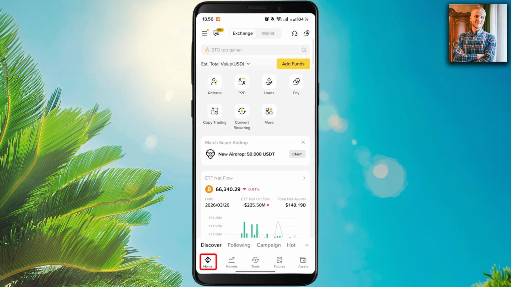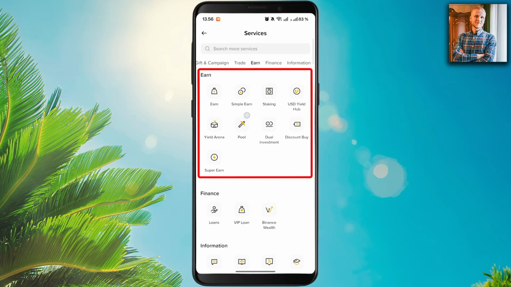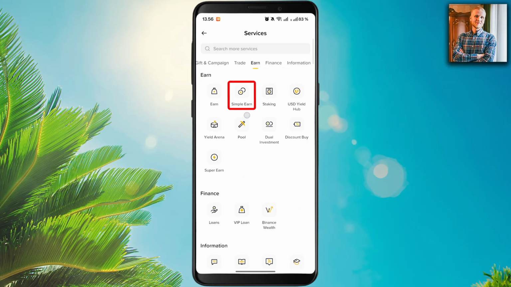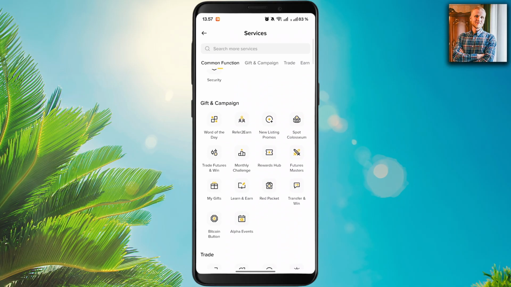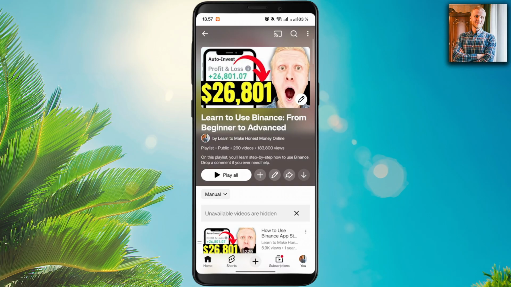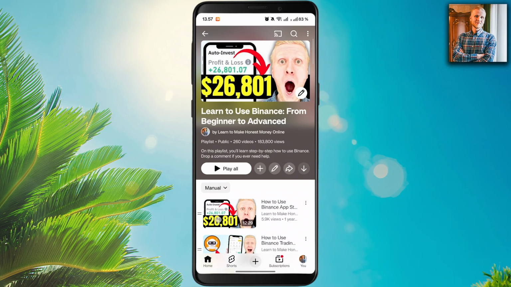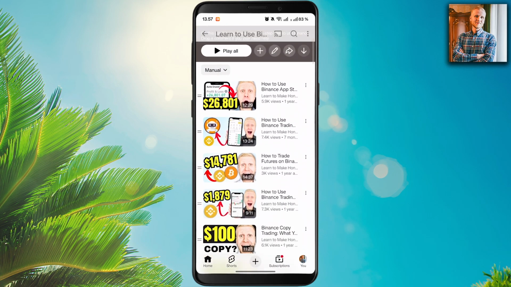And of course, on Binance there are also earn products. When I come here into earn, right here they have, for example, simple earn, pool, and super earn, many different products that can give you a nice boost. I have detailed videos for all of the best Binance products right here on YouTube on my Binance playlist, so you can go from beginner to pro.